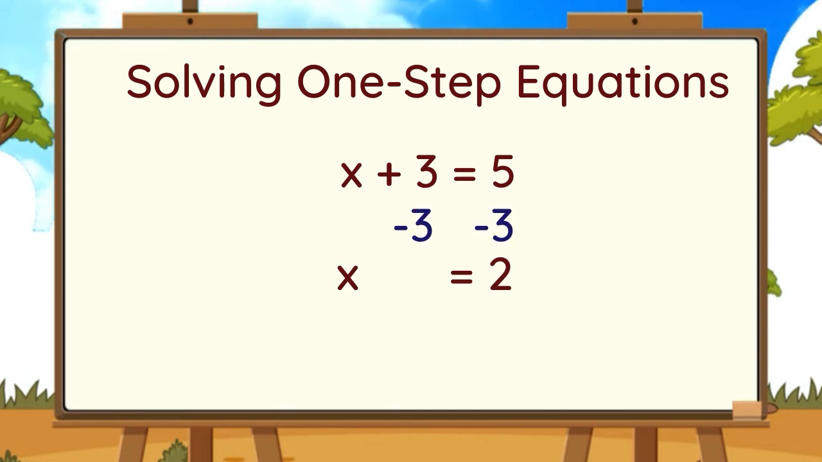The concept here is simple. Whatever you do to one side, you must also do to the other. It's like keeping both sides of a scale balanced. Once we isolate x, we've solved the equation. This same technique works with other one-step equations, whether it involves addition, subtraction, multiplication, or division. Try to visualize it as a balance and practice isolating x by undoing the operations step by step.